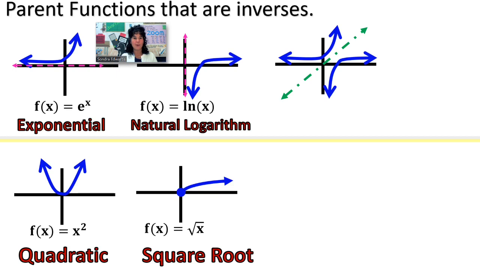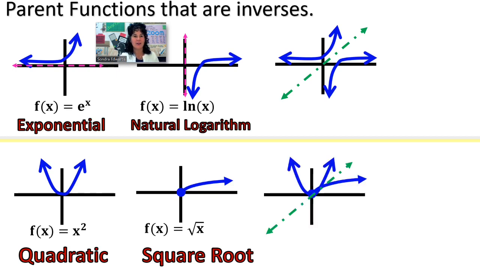Here are two more that are kind of inverses of one another. If I graph them on the same piece of graph paper, notice that y equals the square root of x is almost the reflection across the y equals x line of y equals x squared. However, the parabola is too much graph. Often we limit the domain of one of the functions so that they are inverses of each other.